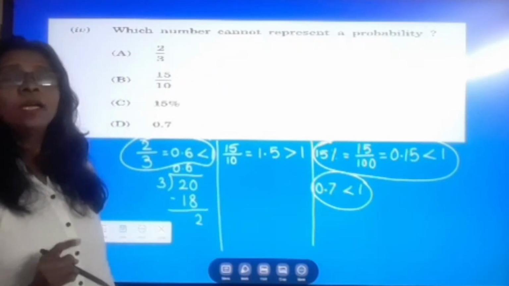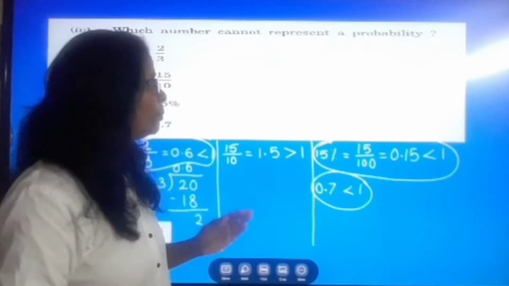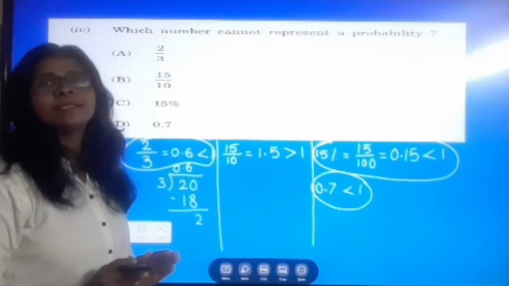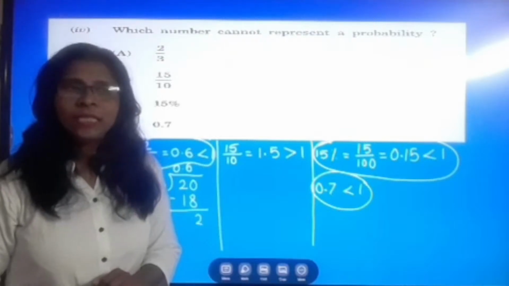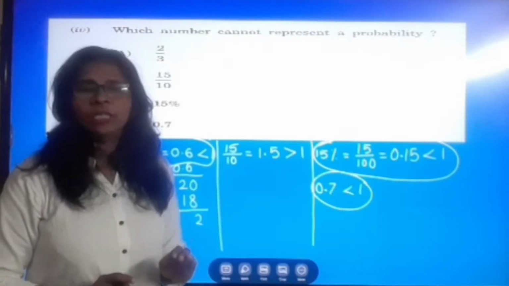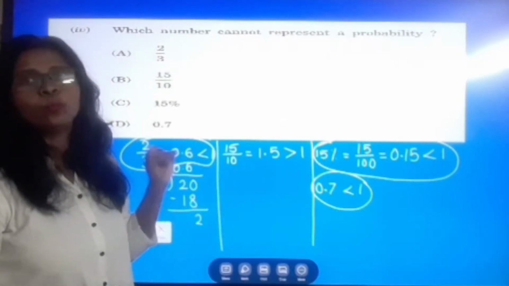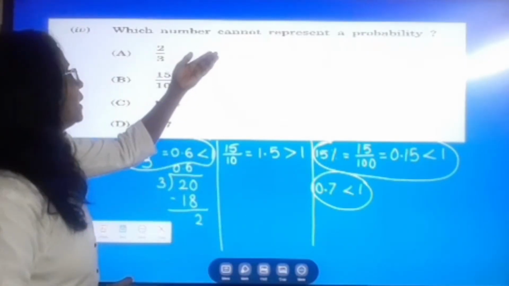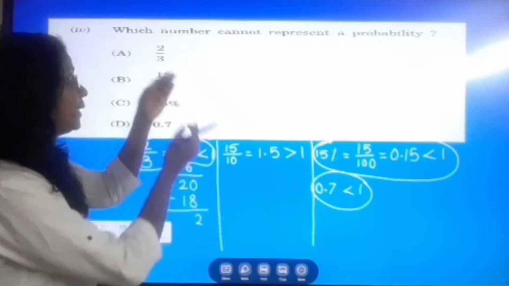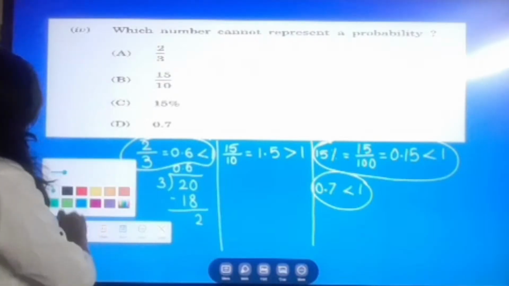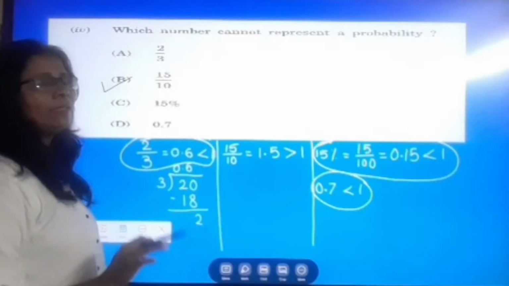That means, students, the probability should come less than 1. It should not be greater than 1. So this B option is the wrong option. Here, which one does not represent a probability? The correct option is B. That means the answer is B.